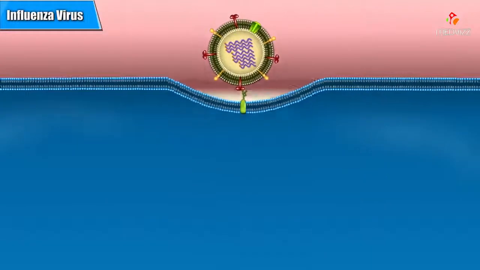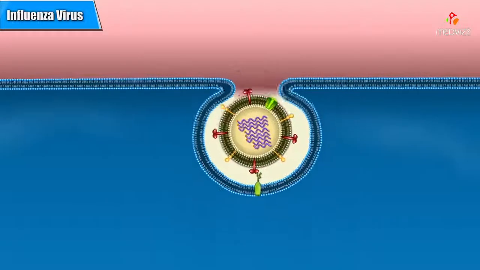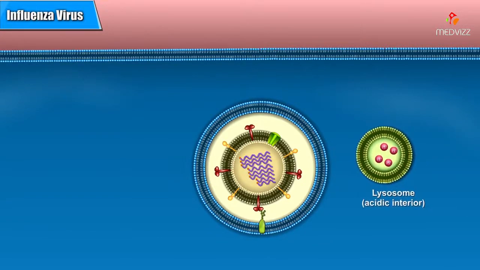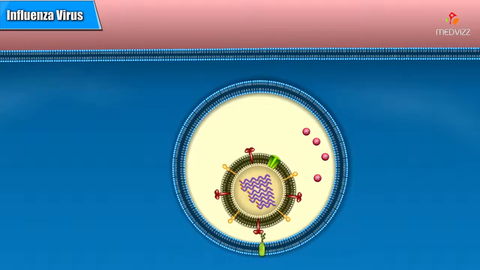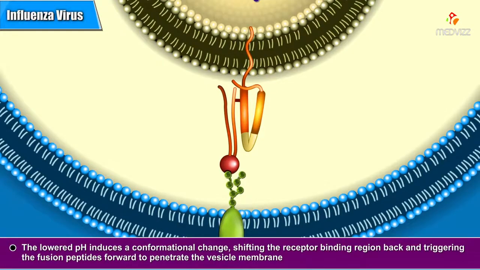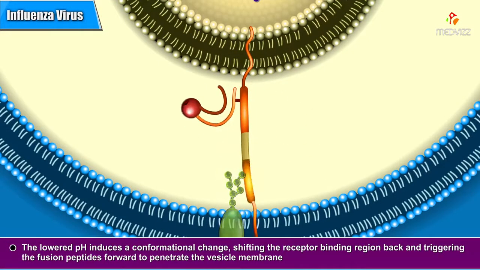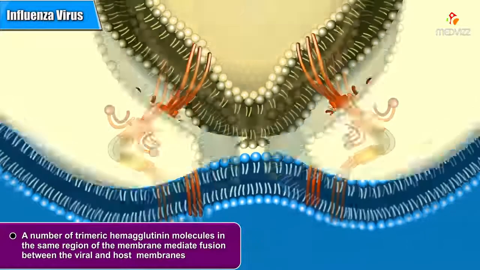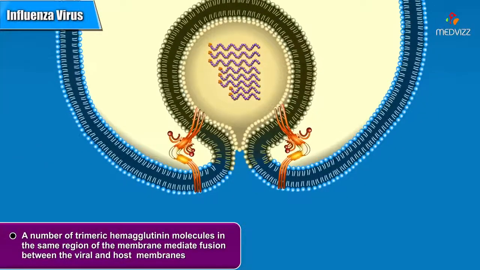The host cell takes up the virus by endocytosis. The endocytic vesicle then fuses with a lysosome, and its interior acidifies. The lowered pH induces a conformational change, shifting the receptor binding region back and triggering the fusion peptides forward to penetrate the vesicle membrane. A number of trimeric hemagglutinin molecules in the same region of the membrane mediate fusion between the viral and host membranes.